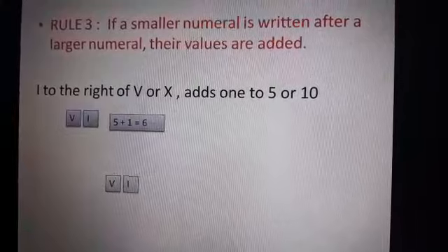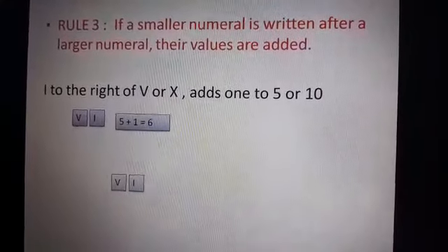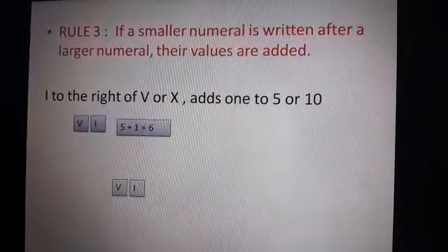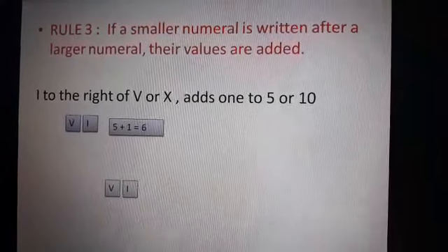I hope the symbols of Roman numbers and the rules of Roman numbers are clear to everybody. Thank you.